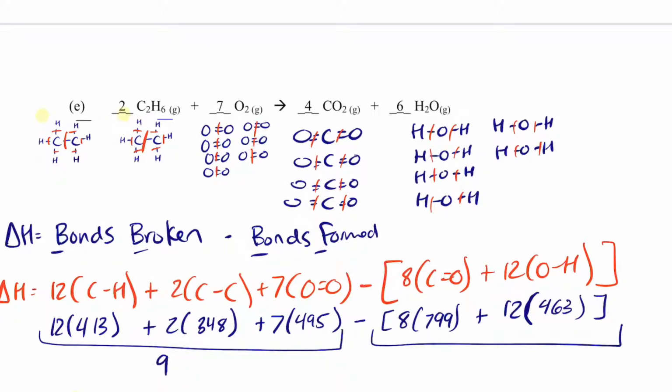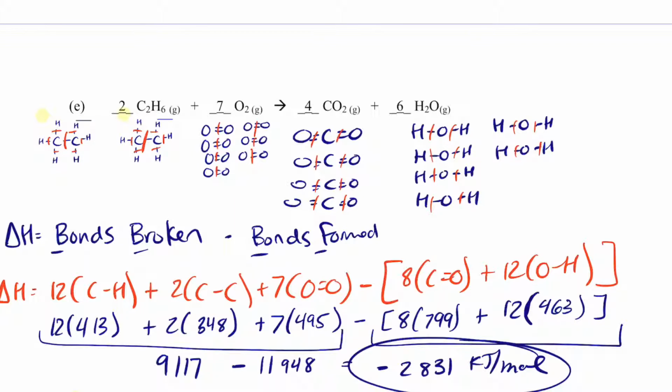I get 9,117, and I'm going to subtract away 8 times 799 plus 12 times 463. And I get 11,948. And when I subtract the two, I end up getting negative 2,831 kilojoules per mole. This is a combustion reaction, so the fact that delta H is negative should make some sense.